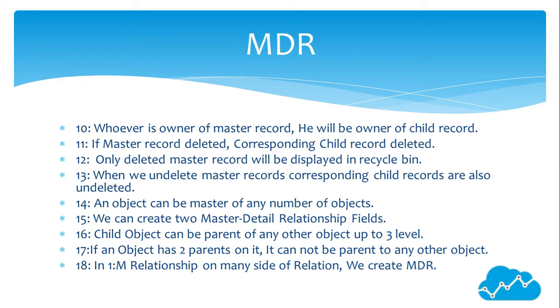A child object can be parent of any other object up to 3 levels. If an object has two parents on it, it cannot be parent to any other object. In a one-to-many relationship, on the many side of the relation, we create master detail relationship.